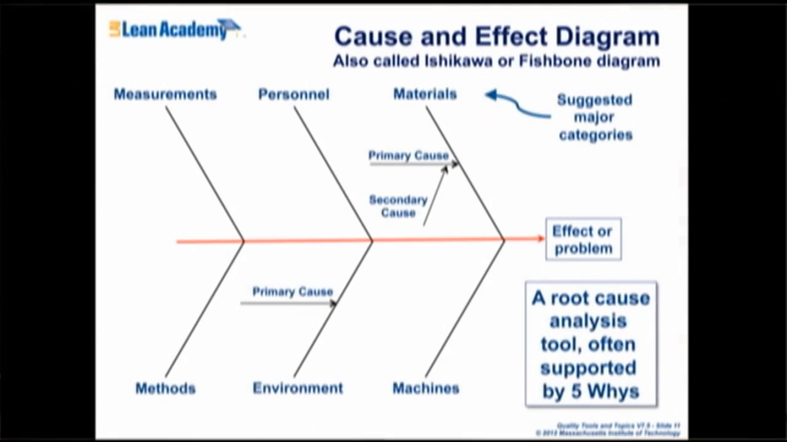data. The second basic quality tool are cause and effect diagrams. These are also called fishbone diagrams or Ishikawa diagrams after the gentleman, Mr. Ishikawa, who invented these. They look a lot like a fishbone, and it's a tool for root cause analysis, and it's often supported by using the 5 whys exercise. And this is really to help you with brainstorming all the potential causes or things that might affect a problem.